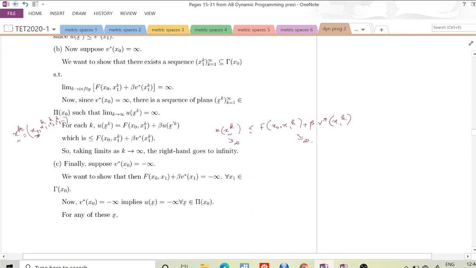Finally, suppose V star of x naught is negative infinity. Then you want to show that no matter what state you choose tomorrow, you will get negative infinity on the right hand side of Bellman as well. Okay. So left hand side and right hand side of Bellman will be the same. So you start with what you know about the sequences problem. If v star of x naught is negative infinity, that means that for any feasible plan, the discounted present value is negative infinity, right?